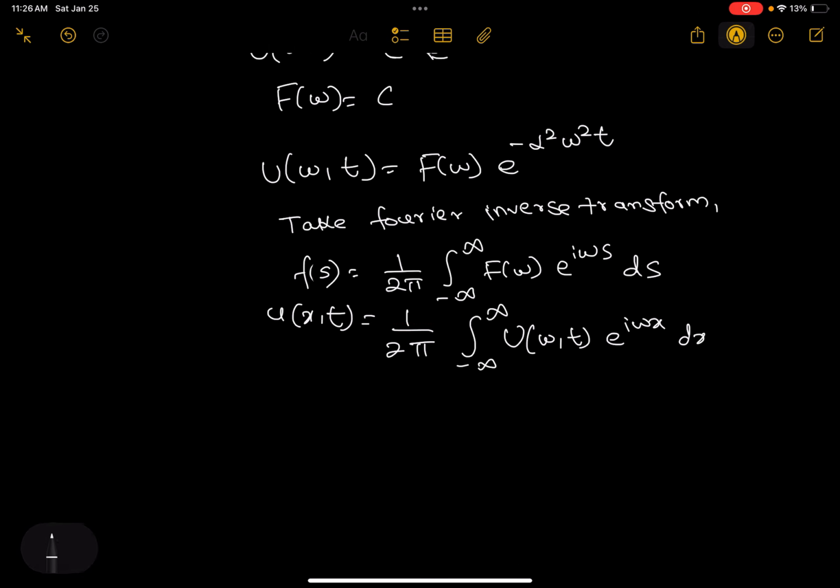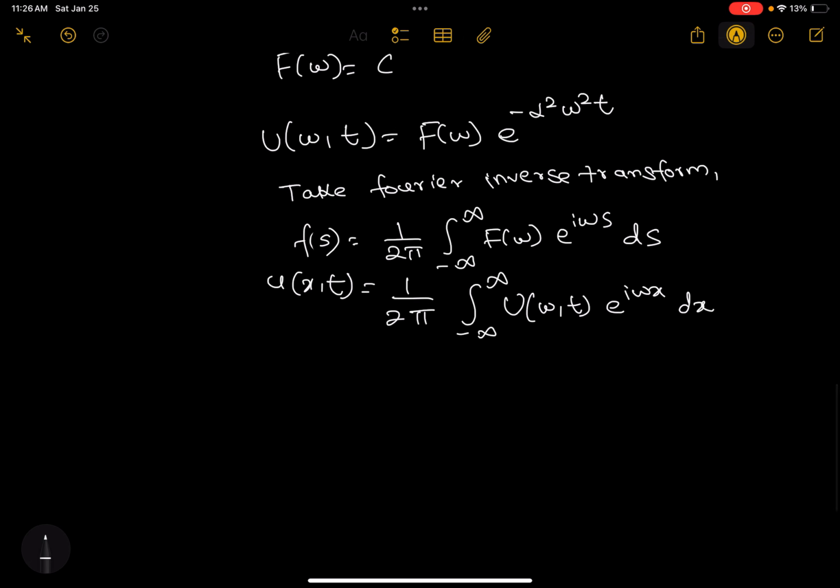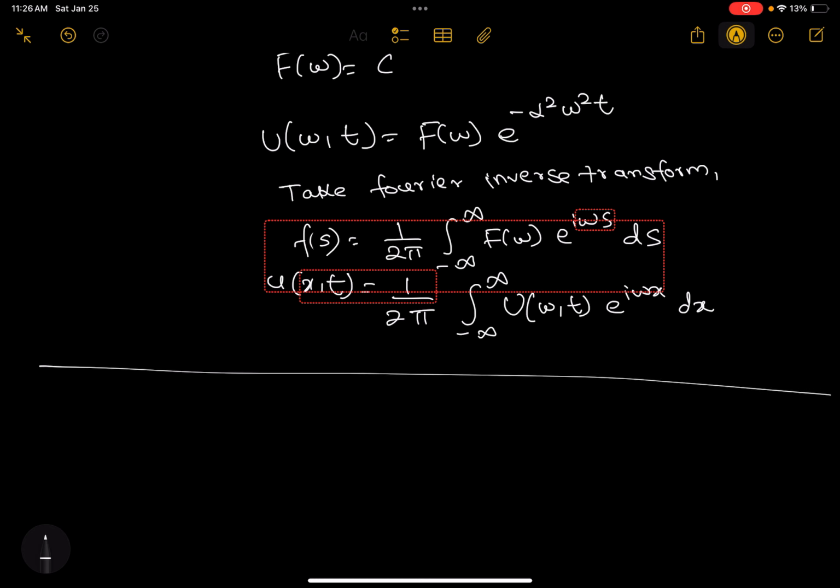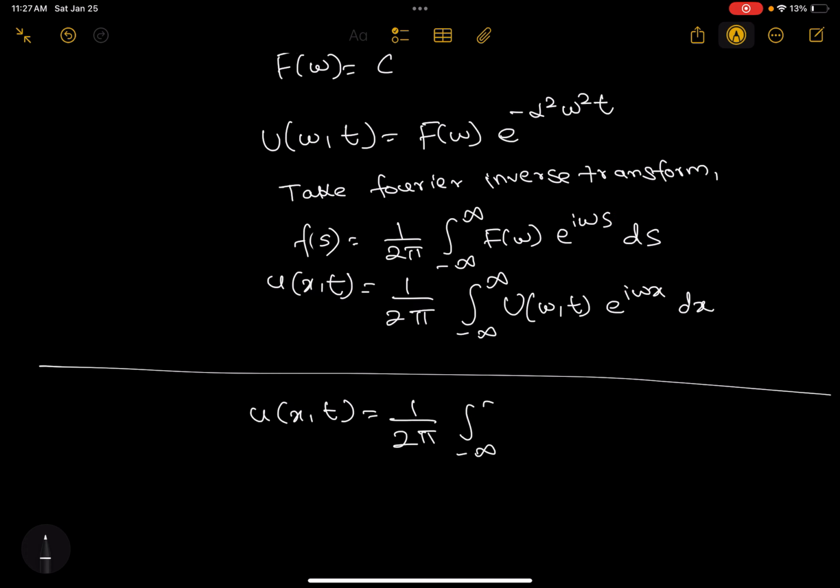So this is the thing that we're going to do. And over here, if we take the Fourier inverse transform, we know that the Fourier inverse transform of U of omega comma t is just u of x comma t, right? For the right hand side, we need to do it. It will be 1 by 2 pi times the integral from minus infinity to infinity of F of omega e to the power minus alpha square omega square t d omega. Am I doing it right?